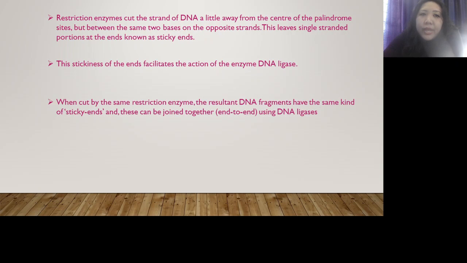The restriction enzymes cut the DNA a little away from the center of the palindromic sequence. You should note this, but between the same two bases on the opposite strand. This leaves a single-stranded portion known as the sticky ends, which I have already shown you in the previous slide. This stickiness of the ends facilitates the action of the DNA ligase. If these sticky ends are not present, then DNA ligase will not work on it.